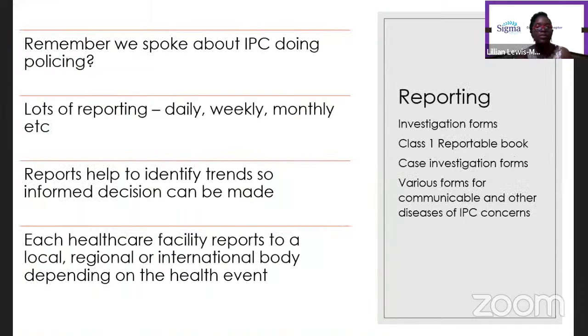Reporting. Now, reporting is a very important part, because there's a system where you want to know what is happening, and you have a channel through which these things must be reported, so that the link of persons who need to respond can be activated. So there are investigation forms. There is a class one reportable book. There is the case investigation form. So for every communicable disease, for example, there is a case investigation form. For COVID-19, there's a case investigation form. So even if there's a newly developed disease, and it has concerns for IPC, usually there is going to be a case investigation form that will be generated so that the data can be extracted.